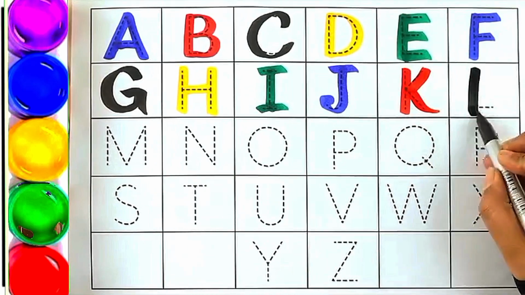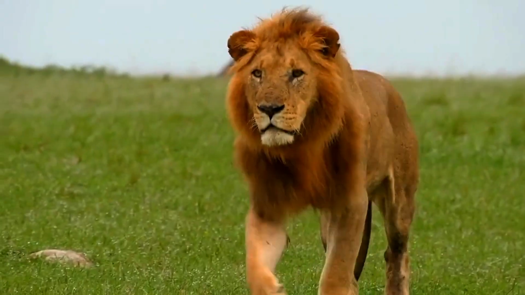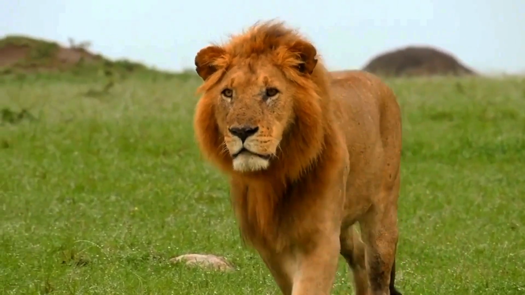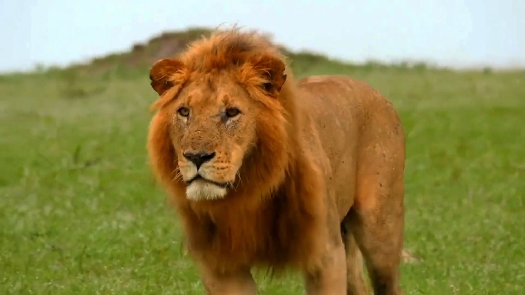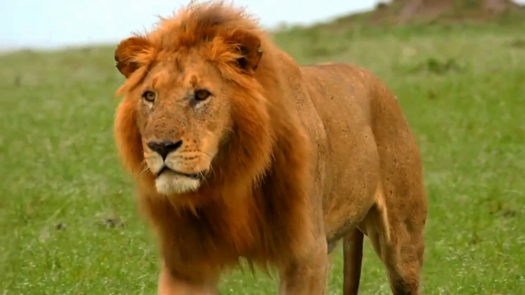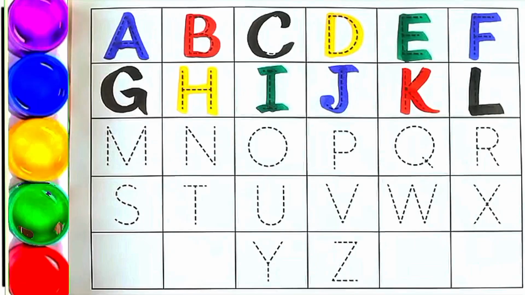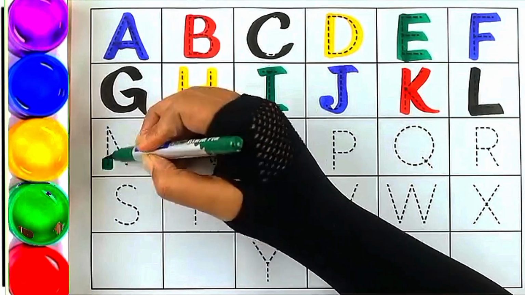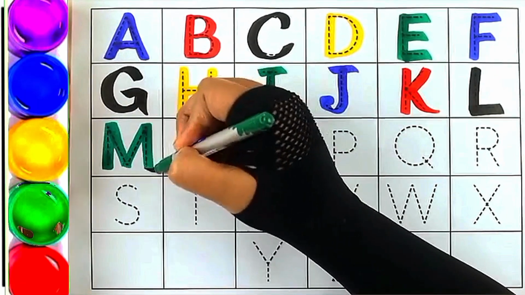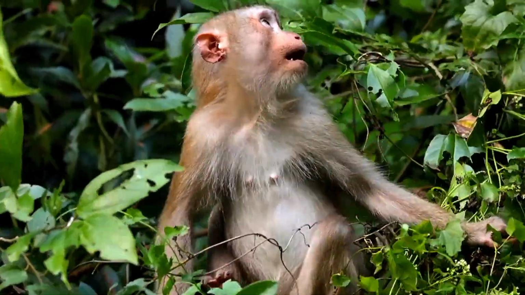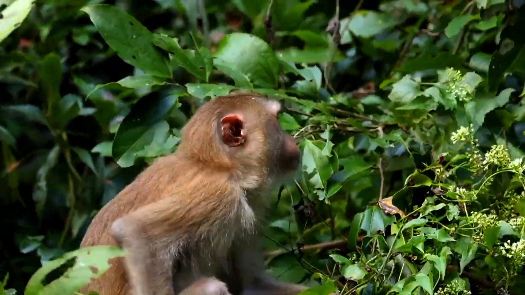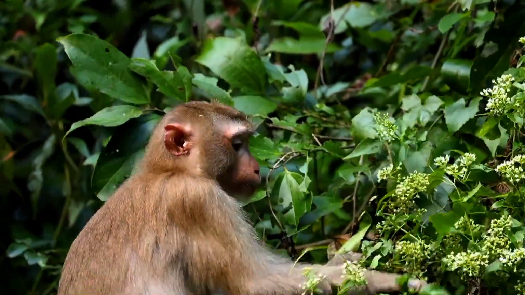L. L for lion. This is a lion. Lion. M. M for monkey. This is a monkey.